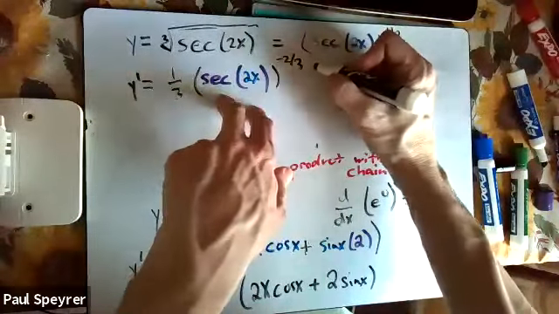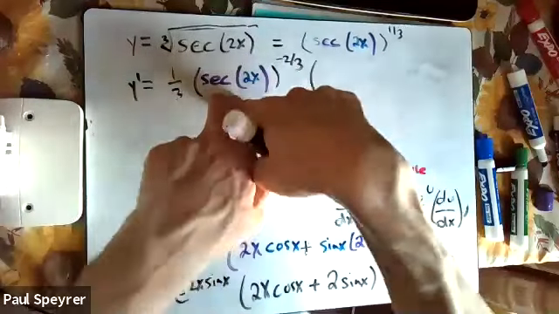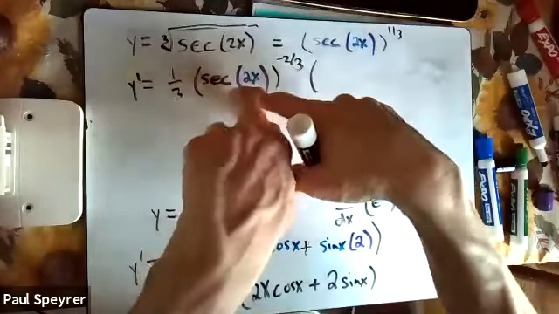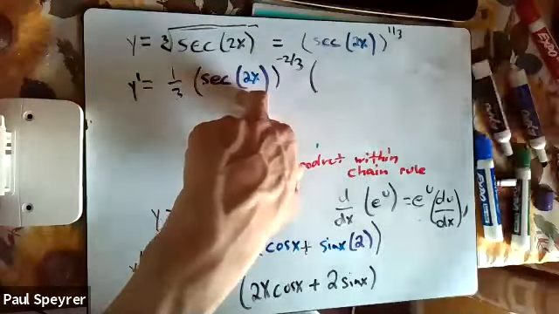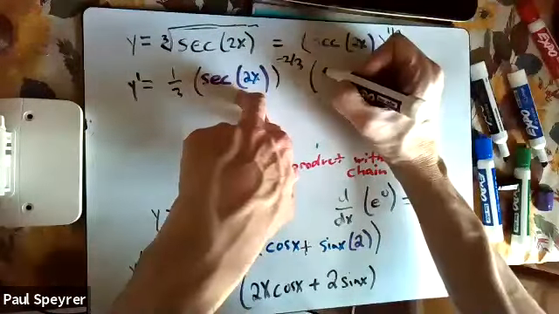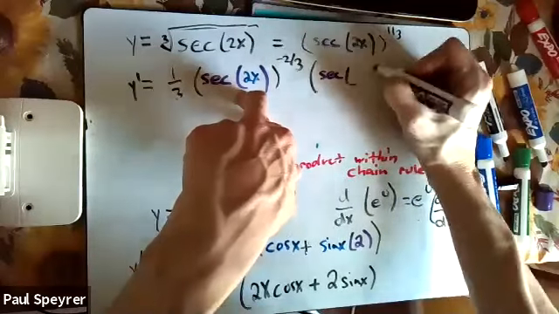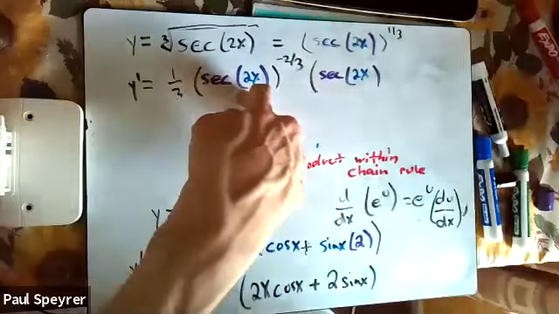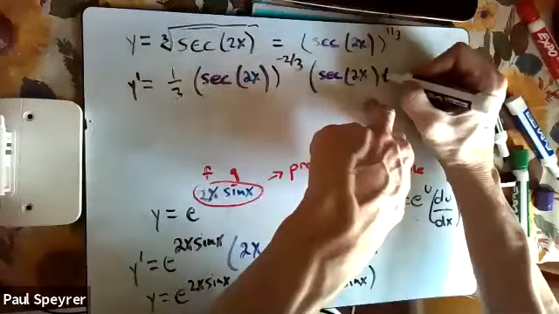Now we derive the inside. What's the derivative of secant? Remember, the derivative of secant was secant tangent. But in this case, it's going to be secant of 2x and then tangent of 2x.